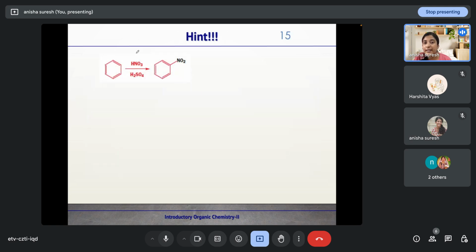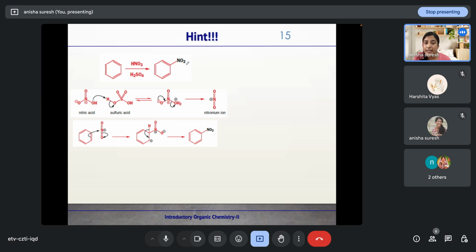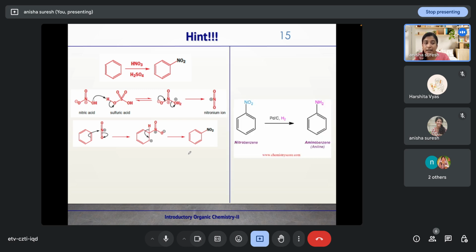So we can know that using HNO3 and H2SO4, nitration reaction will be taking place. So this is the mechanism for nitration reaction. Nitric acid and sulfuric acid: this nitric acid will get protonated, and once this oxygen is pushing these electrons here, water will leave and we will get the nitronium ion, which is the active species for this reaction. Then the benzene can go and attack on this nitronium ion and we will get this intermediate. Upon deprotonation, we will get the final product. So this is the mechanism for nitration reaction.